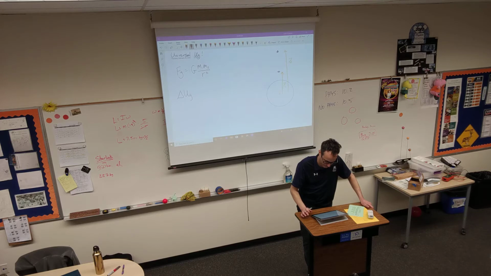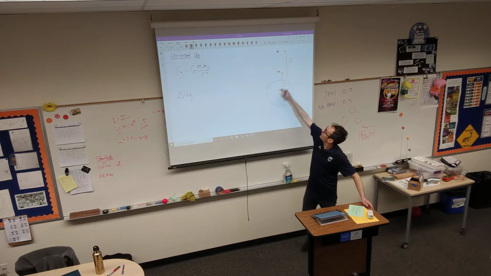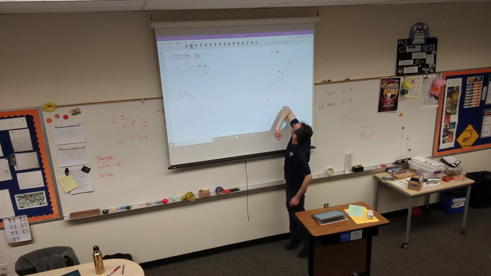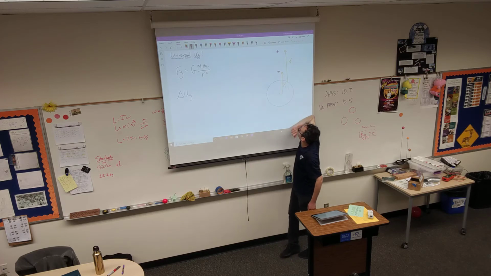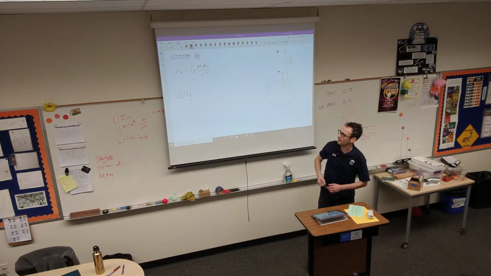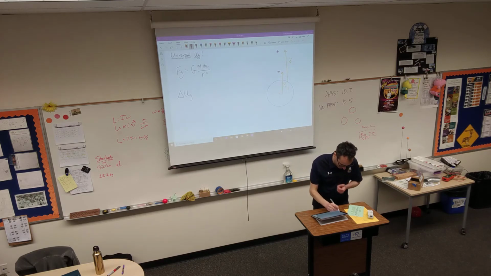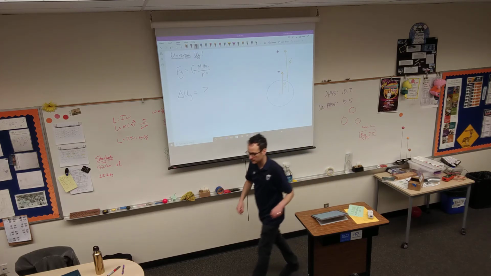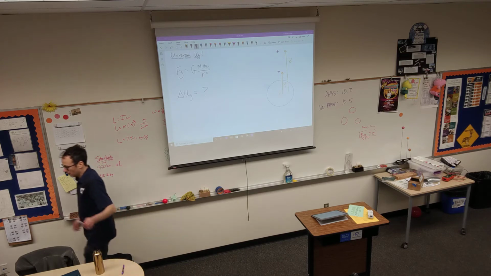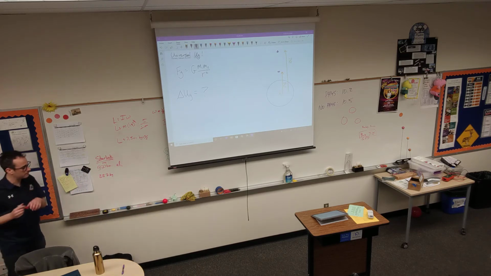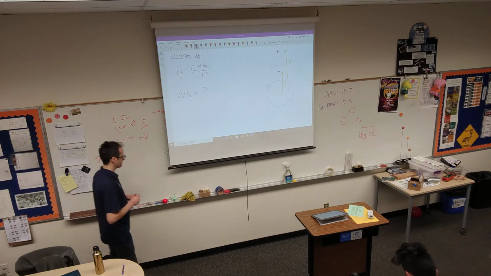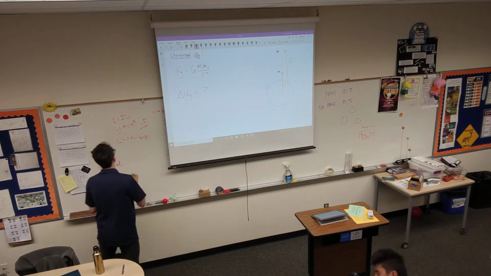So let's see, is there anything else I wanted to go over? Yes. I'm moving my object from here to there, from the initial position to some final position, and find out what the gravitational potential energy is. So go ahead and try that.